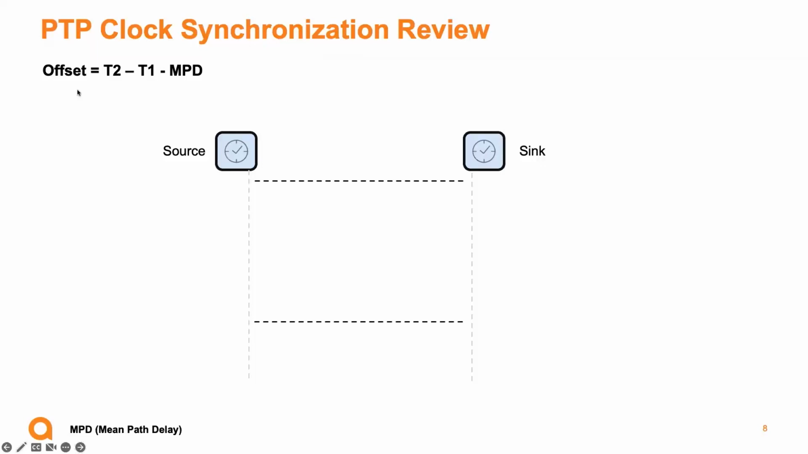Again, the offset is the deviation of the sync's clock with respect to the source. So it is the amount of adjustment that will need to be made in each synchronization cycle. By the way, T2, T1 are different timestamps, and MPD means mean path delay. And you see that MPD is related to the topic that we're covering. So you'll see that we will focus on that in particular for the analysis that we will do from now on. So let's review the mechanism itself.